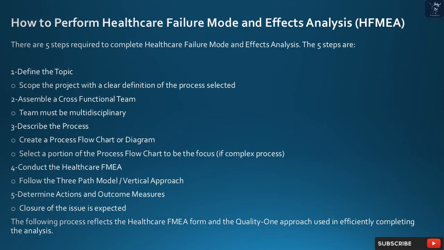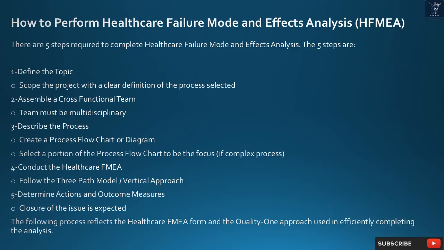How to perform Healthcare Failure Mode and Effects Analysis, HFMEA. There are 5 steps required to complete Healthcare Failure Mode and Effects Analysis. The 5 steps are: define the topic. Scope the project with a clear definition of the process selected. Assemble a cross-functional team. The team must be multidisciplinary. Describe the process. Create a process flow chart or diagram. Select a portion of the process flow chart to be the focus, if it is a complex process.